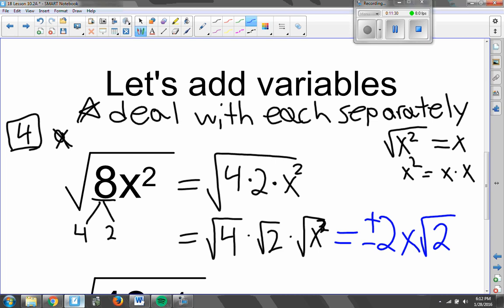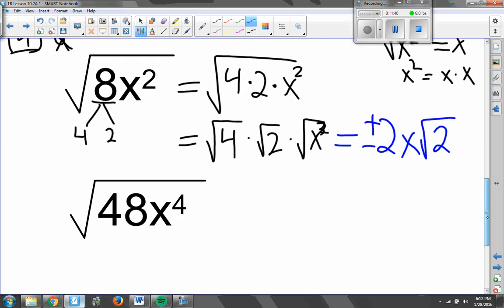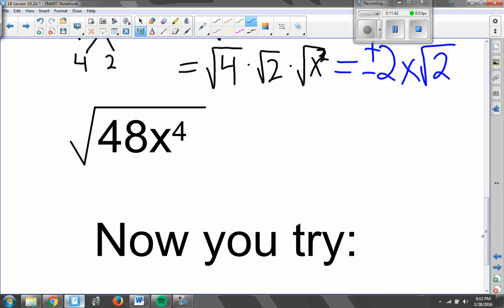So my final answer when I simplify this is positive or negative 2x square root of 2. One more example for you before I have you do some on your own. The square root of 48x to the 4th. Again, I'm going to deal separately with 48 and x to the 4th.